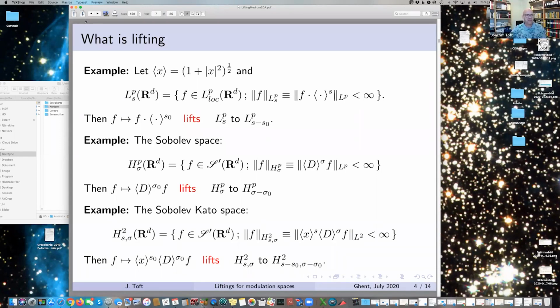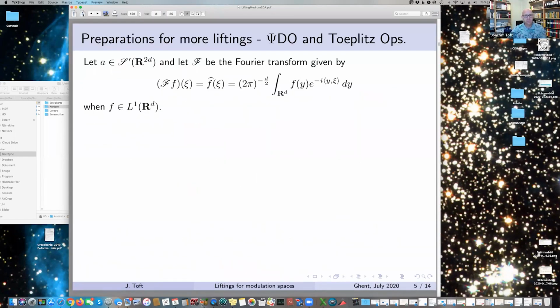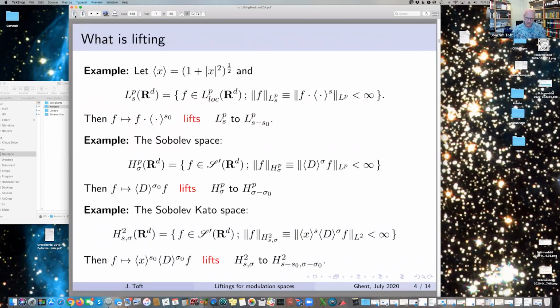Well, the point is, are there other situations? Of course, if there are weighted spaces where you have a mixture of differential operators and multiplication operators of this kind, let's say Fourier multipliers, then the situation becomes more tricky.